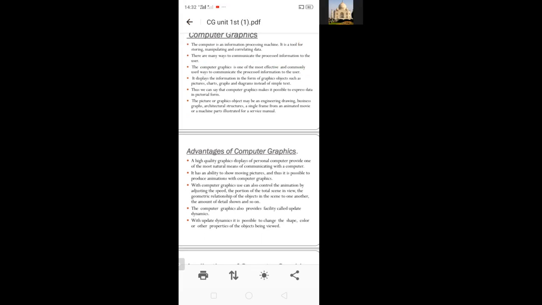Now we will see what are the advantages of computer graphics. High quality graphics display of personal computer provides one of the most natural means of communicating with computer. So it is obvious that whatever the display is, it provides the most natural means of communicating with computer. It has the ability to show moving pictures, and thus it is possible to produce animations with computer graphics.